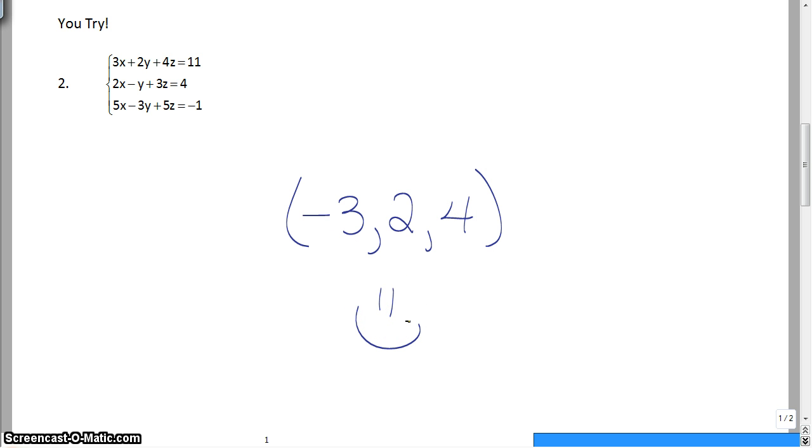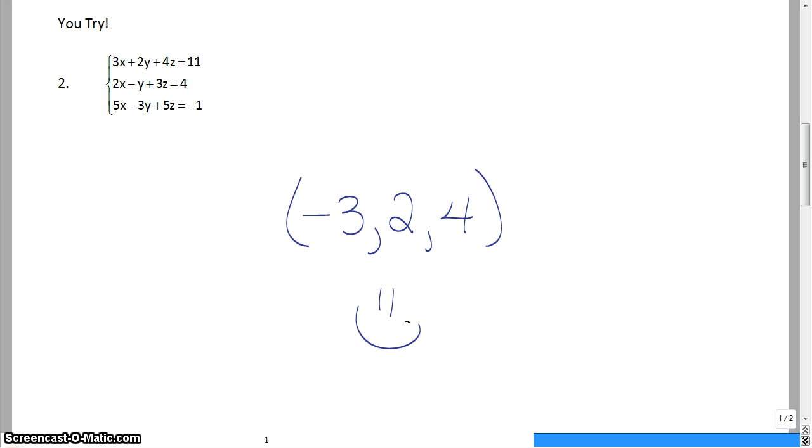Is that the answer you got? The first thing you should have done is looked. I found that the easiest variable to work with was the negative y in the second equation. Then you should end up with 2 equations of 7x plus 10z equals 19, negative x minus 4z is equal to negative 13.